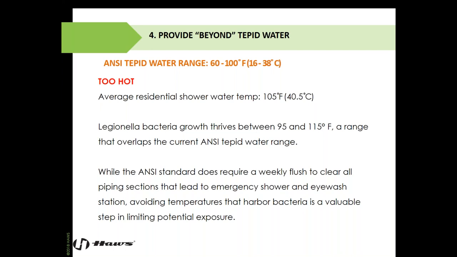We have some other dangers here, particularly Legionella. Legionella bacteria growth thrives between 95 and 115 degrees Fahrenheit. Hotter kills it, lower, and it hibernates, basically. It's non-dangerous. That's a range that overlaps the current ANSI tepid water range. So we have 95 degrees, which is sitting right in our tepid water range. So 85 degrees would be perfect. It's not going to encourage the growth, and it's certainly not going to, unfortunately, kill it. We can't provide over 150 degrees Fahrenheit through a piece of emergency equipment.